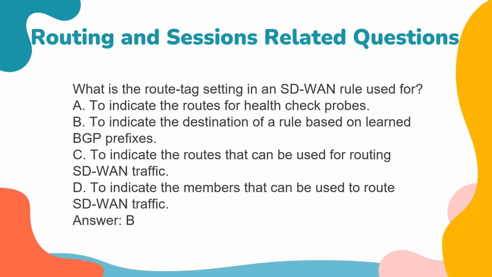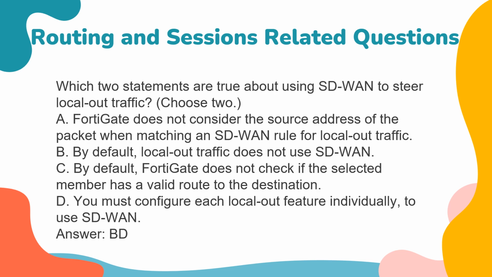What is the route tag setting in an SD-WAN rule used for? A. To indicate the routes for health check probes. B. To indicate the destination of a rule based on learned BGP prefixes. C. To indicate the routes that can be used for routing SD-WAN traffic. D. To indicate the members that can be used to route SD-WAN traffic. Answer: B.